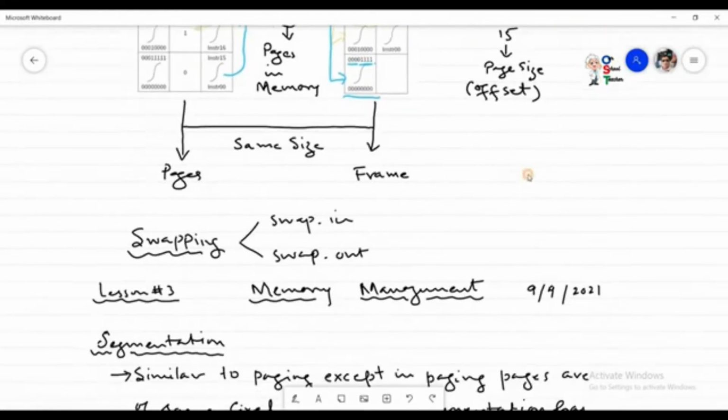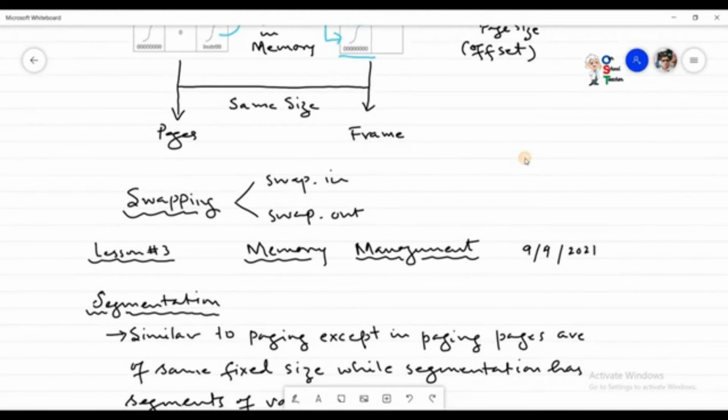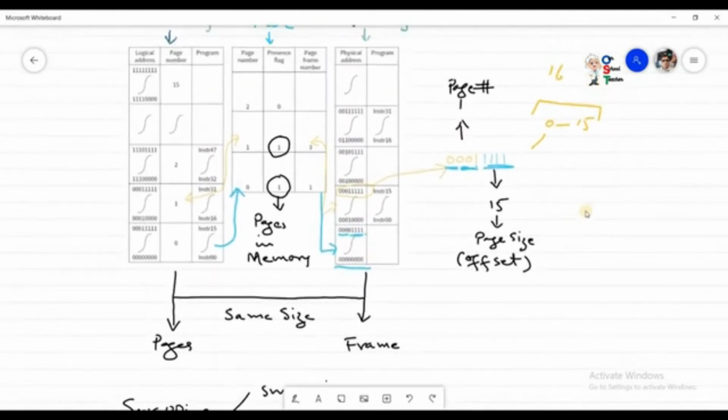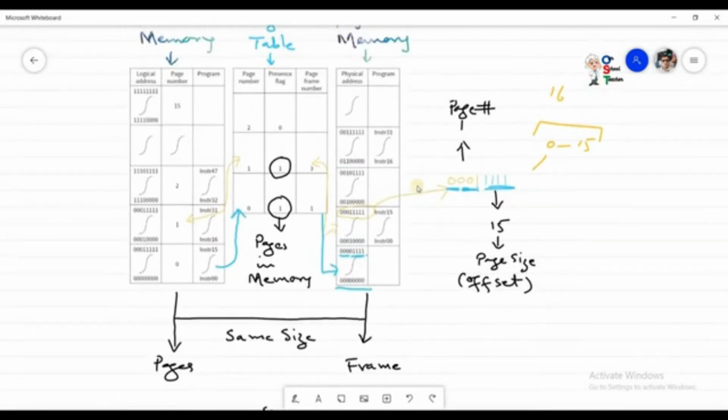Then we understood the concept of swapping in and swapping out. Swapping in means a page is being loaded in memory, and when the need for the page is no longer there in physical memory, it is removed from memory and a new page is loaded. So removing from memory is called swapping out, and loading the page from virtual memory to main memory is called swapping in.